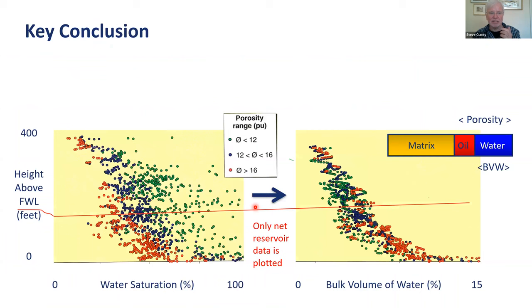So the last slide, the key conclusion I want to tell you about is that when you look at your core data or your log data, you plot water saturation against height or capillary pressure. Well, do that and just spend a few seconds to change the x-axis from SW to BVW and confirm it will collapse onto a simple function. So you forget about the water saturation, which is a percentage, and look at the measurement we do in the core and logs, and then think about the bulk volume water.